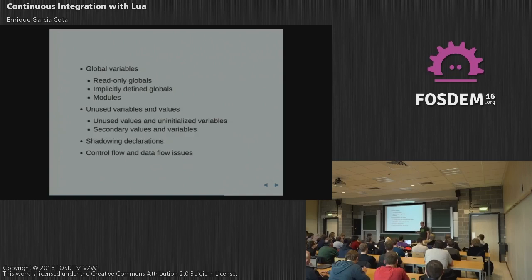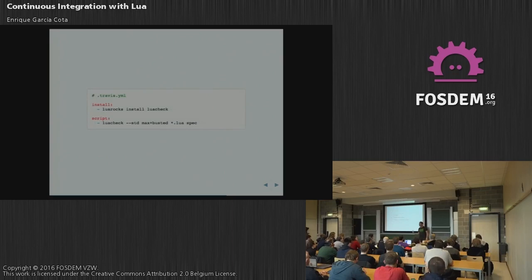So every time you save a file, it tells you already, hey, you're declaring global variables here, so pay attention. And there are other things that you can check, but that's the most interesting one. Setting it up in Travis is quite easy too, with LuaRocks.